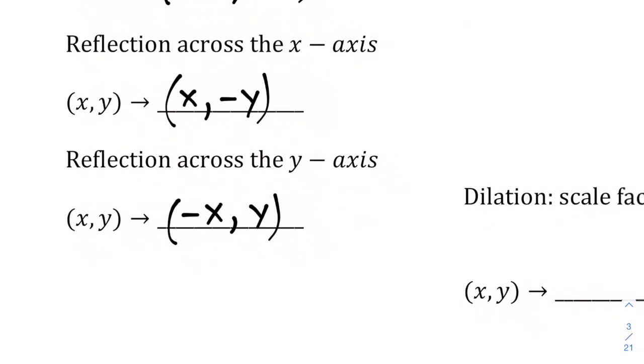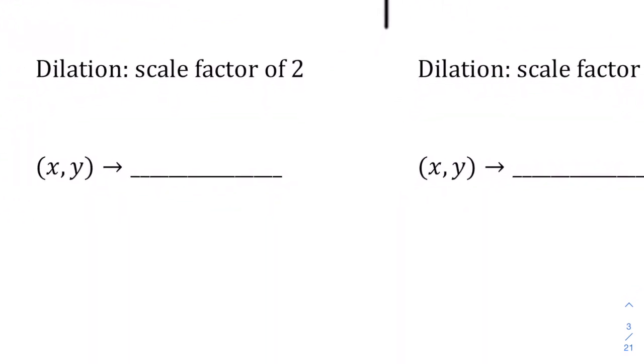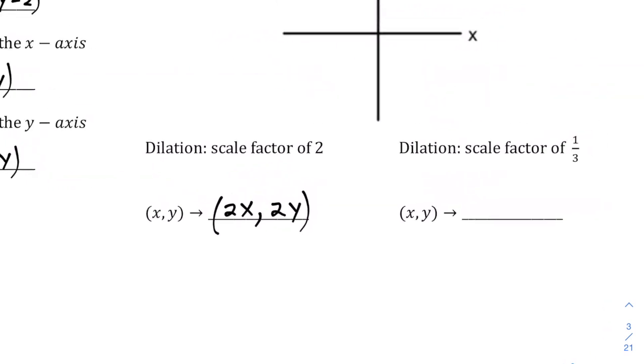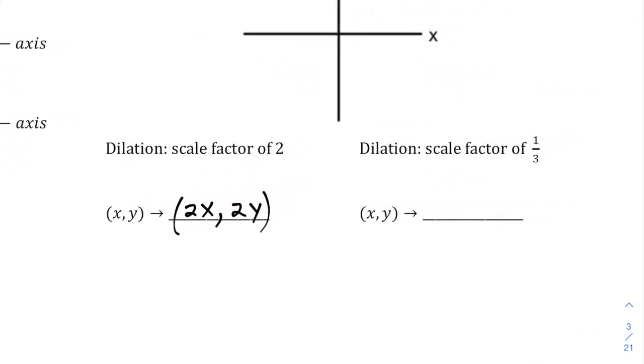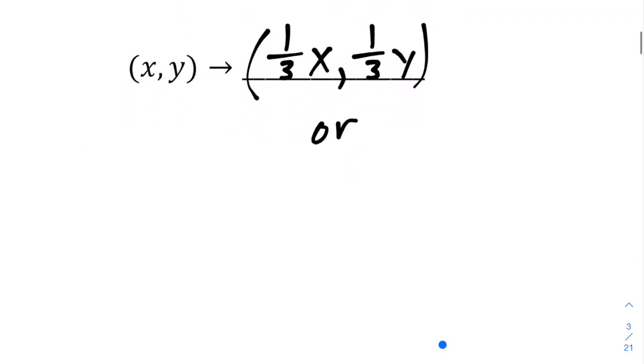We'll go to dilation because it's probably the easiest one after the other two. If we are going to dilate by a scale factor of 2, that means that we are taking the x-coordinate and multiplying it by 2. And we are also taking the y-coordinate and multiplying by 2. For a dilation of a scale factor of 1/3, we can do the same thing. We are multiplying the x-coordinate by 1/3 and multiplying the y-coordinate by 1/3. Or, if your teacher showed you this method, this will also work. Multiplying by 1/3 is the same thing as dividing by 3. And so x will be divided by 3 and the y will be divided by 3.